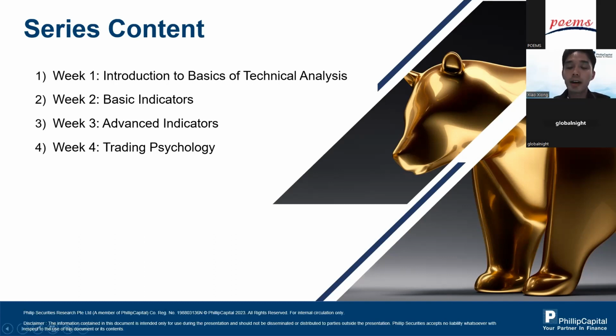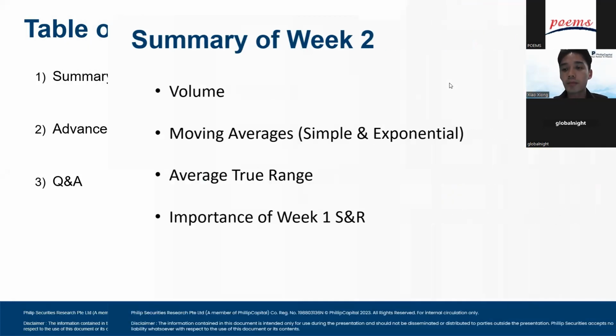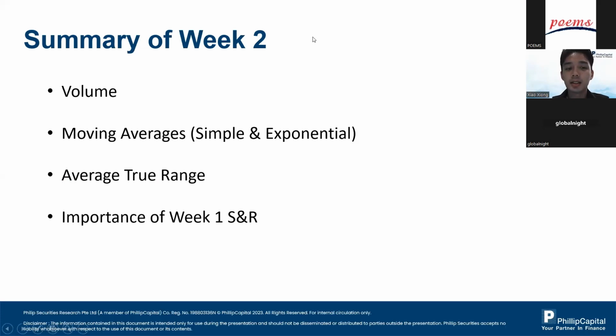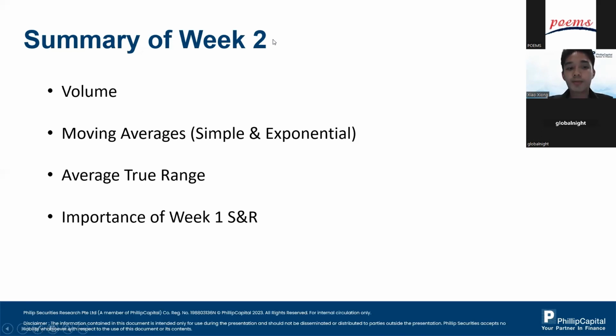But this week, let us talk about advanced indicators. It's not too advanced, but we classify it as advanced because it's slightly more than what we learned last week. So a quick summary of last week: we covered volumes, moving averages, simple and exponential, and we also talked about ATR. If you're not too sure, you can catch the recording from last week. If you are still unsure about what's going on, please hit us up in the Q&A today. We will answer accordingly.